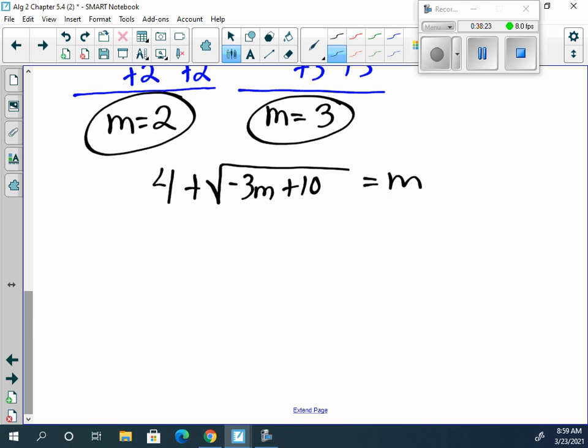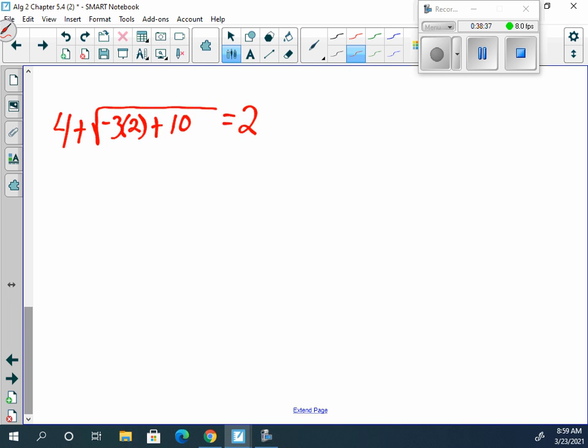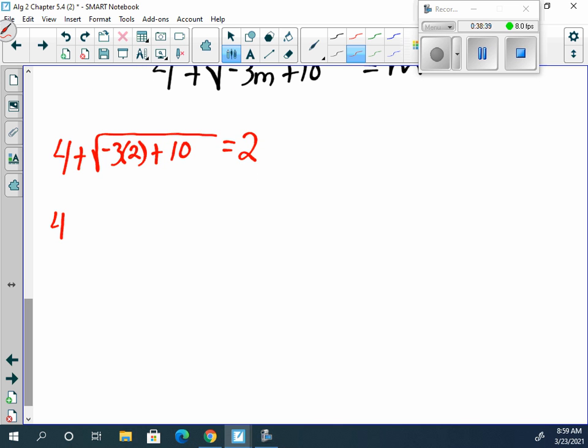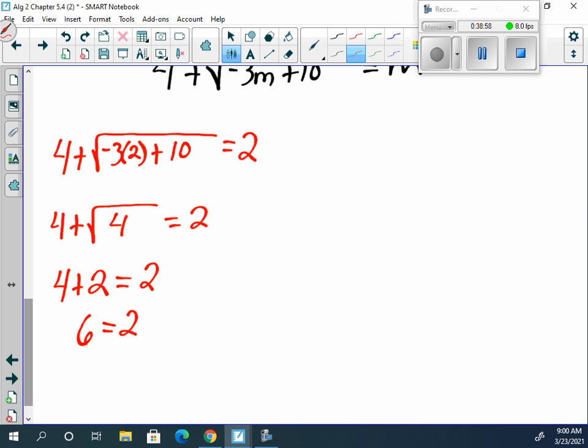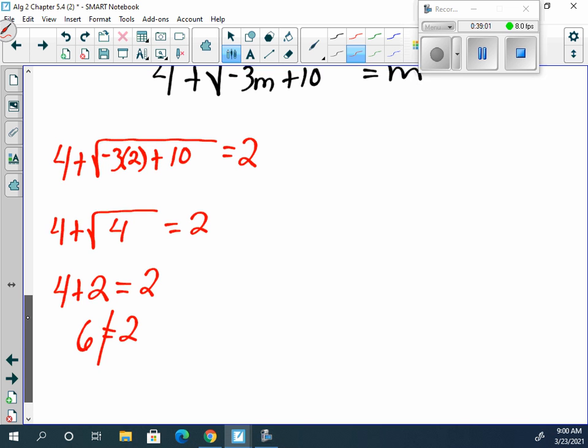Might as well. Let's start off with 2. So inside the square root, negative 3 times 2 plus 10 is 4. Square root of 4 is 2. 4 plus 2 is 6, equal to 2. That's unfortunate.